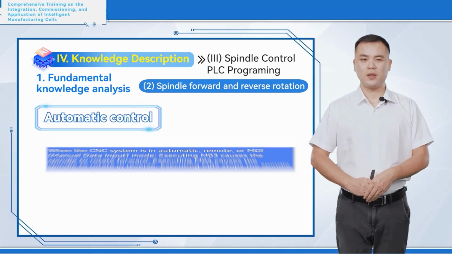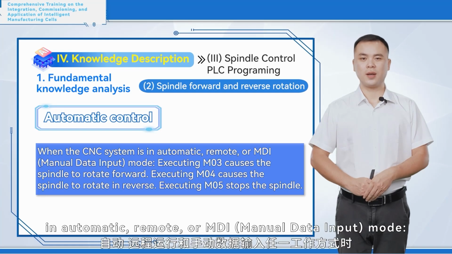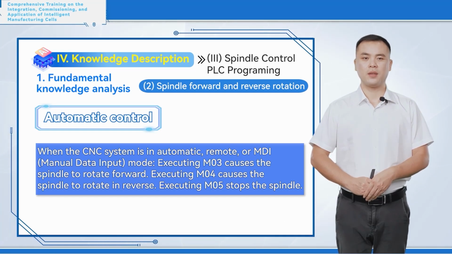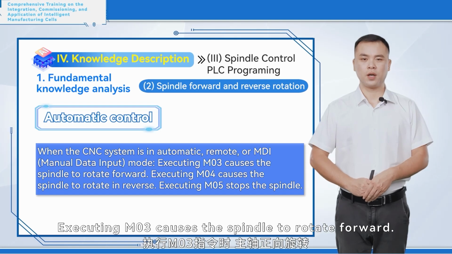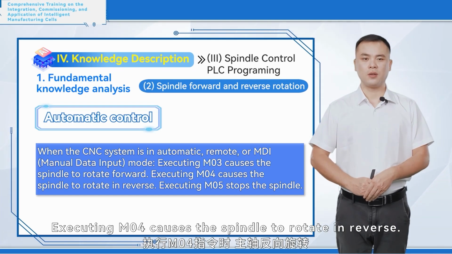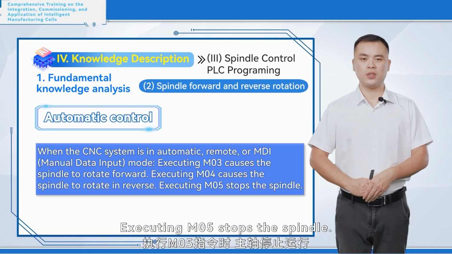Automatic control: when the CNC system is in automatic, remote, or MDI manual data input mode, executing M03 causes the spindle to rotate forward. Executing M04 causes the spindle to rotate in reverse. Executing M05 stops the spindle.